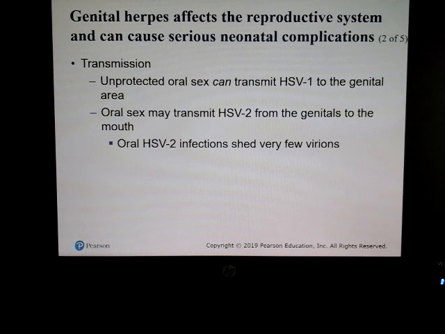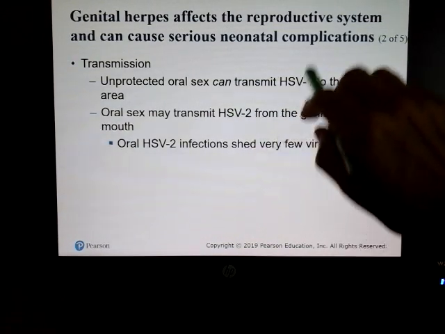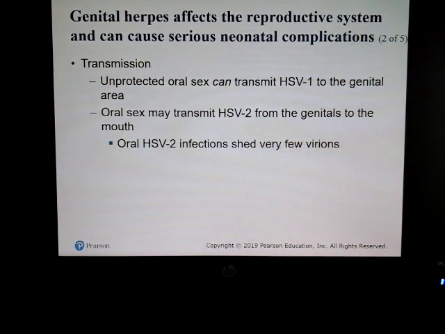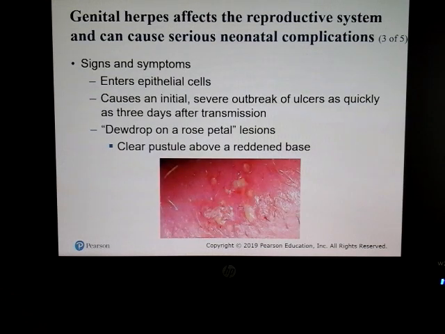Unprotected oral sex can transmit, guys, another type of herpes called HSV1 to the genital area. Likewise, oral sex can transmit HSV2 from genitals to the mouth. So we just have to keep that in mind. Even though HSV2 is normally found in genitalia and HSV1 in the mouth, they can be swapped back and forth if you are participating in oral sex.